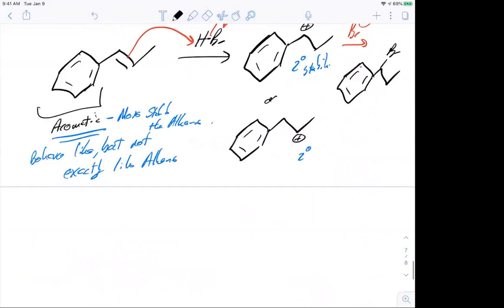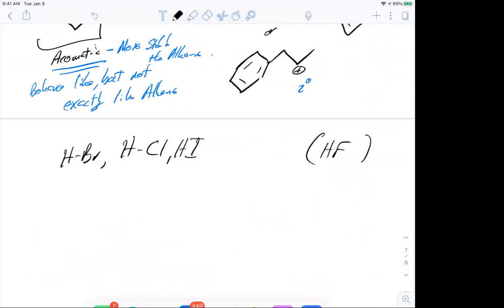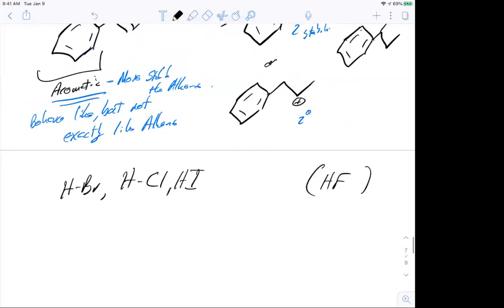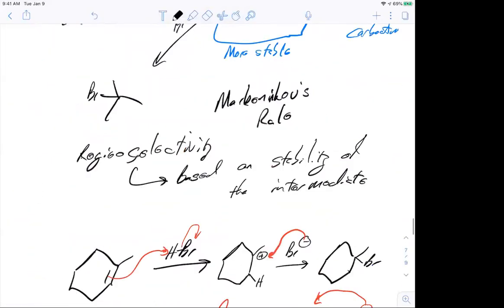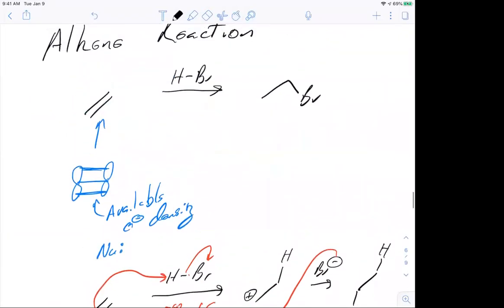Of course, I've shown HBr here. HBr reacts like HCl, reacts like HI. The only one that's a little different is HF. You don't see that one. Fluorine chemistry works a little bit differently. Okay, questions about electrophilic additions with HBr?